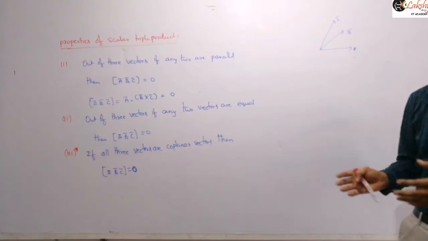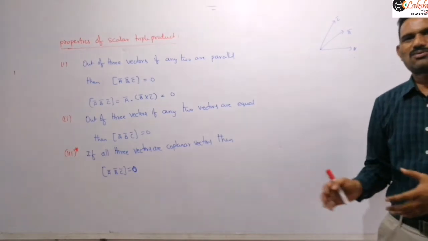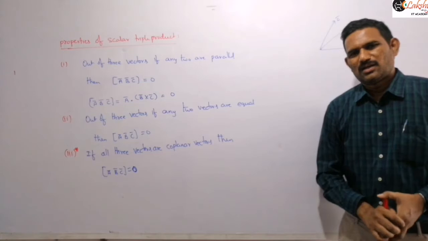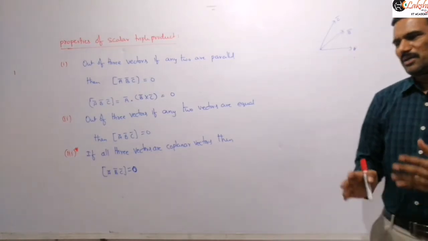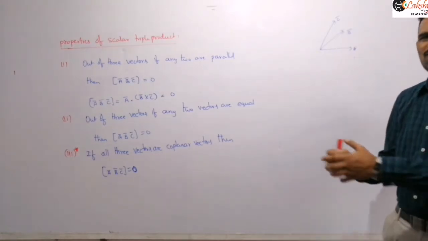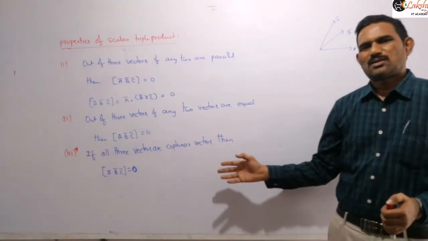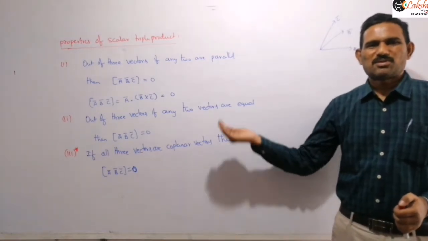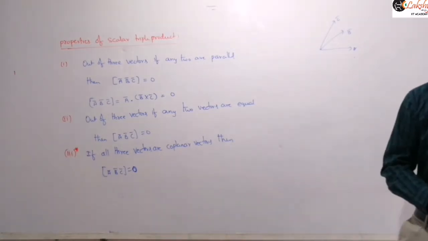In mathematics, again, you will get it in the vectors topic, and in vectors you will get a lot of problems based on the triple product of vectors. But here for us in physics, majorly we use the triple product for this point only. If all the three vectors are coplanar, that means if all the three vectors are lying in the same plane, then the scalar triple product will be 0.